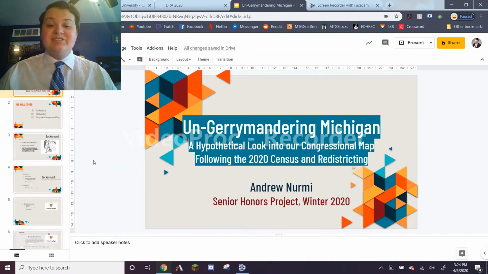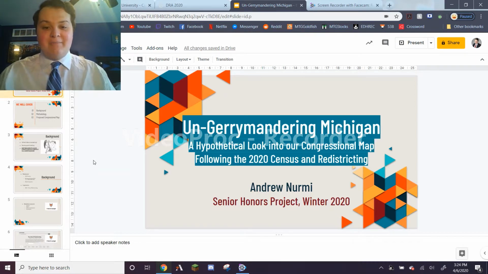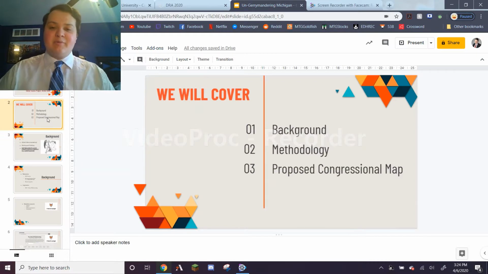It's titled Un-Gerrymandering Michigan, a hypothetical look into our congressional map following the 2020 census and redistricting. A few things we're going to cover within this presentation. We're going to talk about my background for doing this, the methodology that I used, and then we're going to look at my proposed congressional map of what a fair congressional map for Michigan could look like.